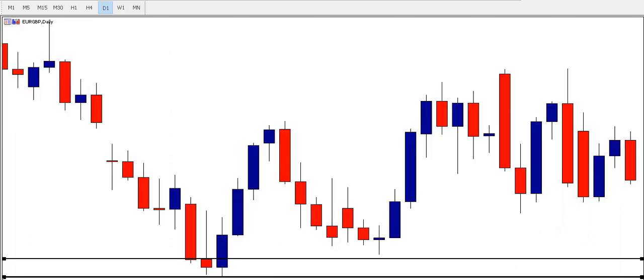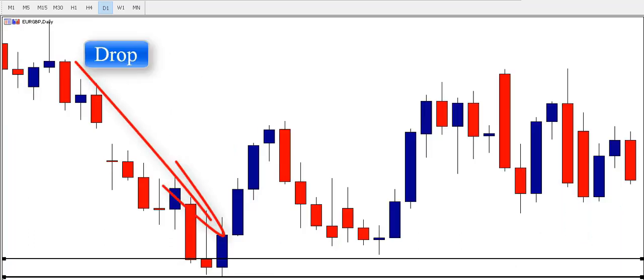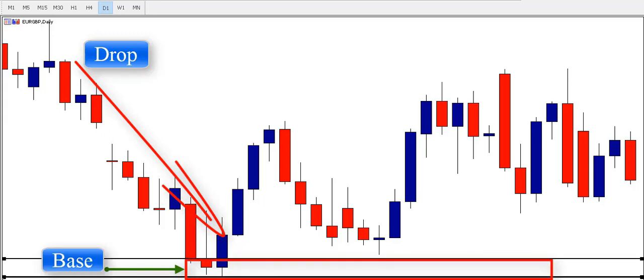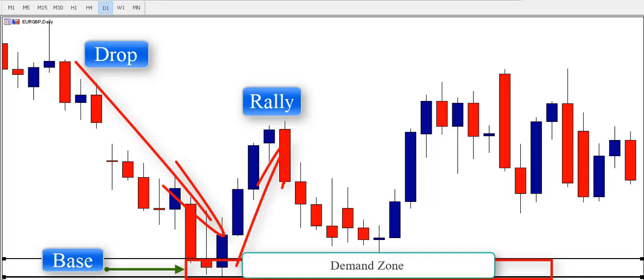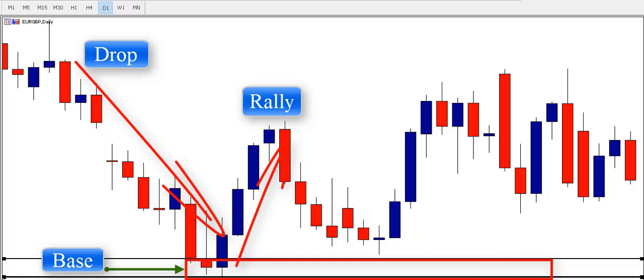This is another DropBaseRally demand zone pattern. As you can see in this daily chart, we have a drop, base, and a rally. You should know that sometimes we can find only one candle that forms the base, as in this example. So after drawing the zone, we can wait for a price action setup to form at the zone. As you can see here, we have a nice doji pattern that formed a little bit far from the zone and the market went strongly up.